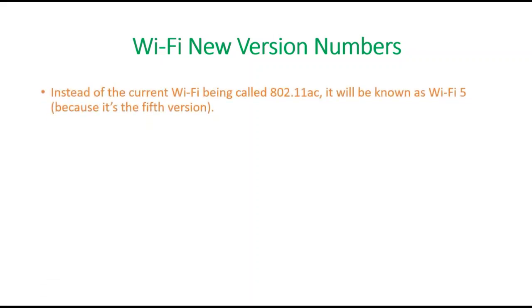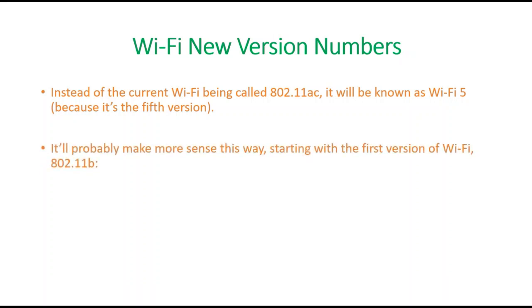So coming to the Wi-Fi new version numbers, instead of the current Wi-Fi being called 802.11ac, it will be known as Wi-Fi 5. All these days we were calling it 802.11ac. Now onwards it will be called Wi-Fi 5, because this is the fifth version of Wi-Fi. The versioning number mapping is very simple. As AC is the fifth version, that's the reason they came up with Wi-Fi 5. This probably makes more sense in this way.